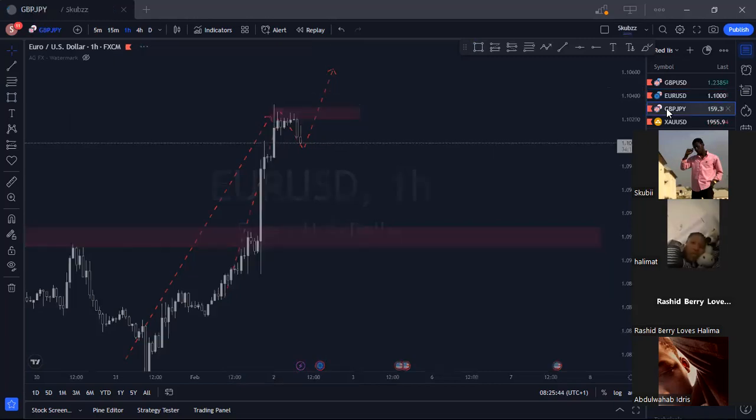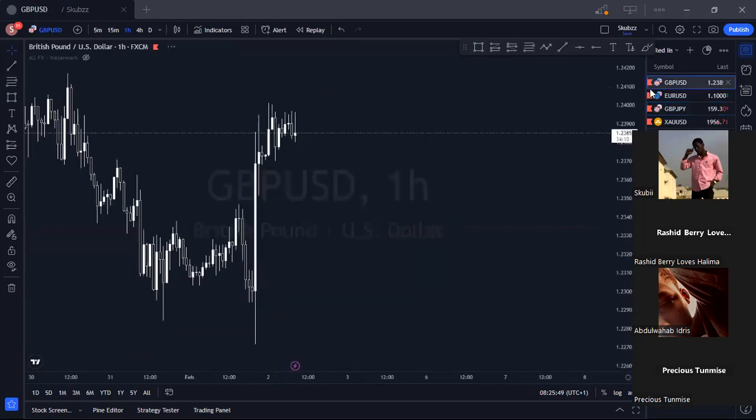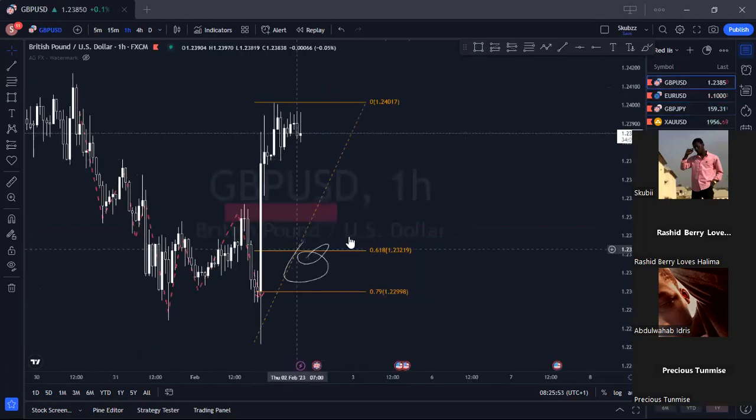I beg, GBP USD. GBP USD is in a range. You can screenshot it.